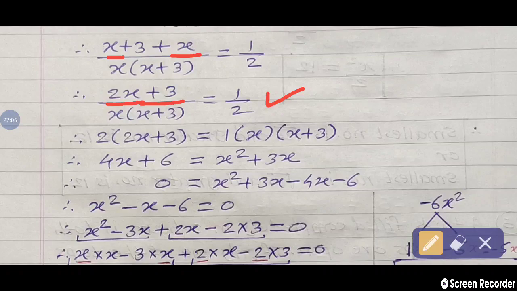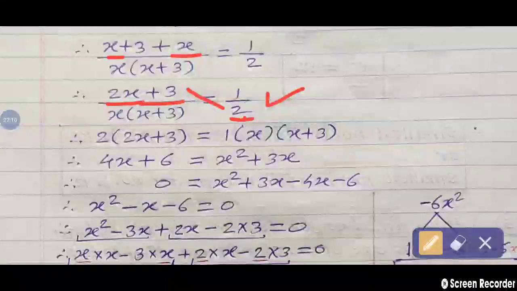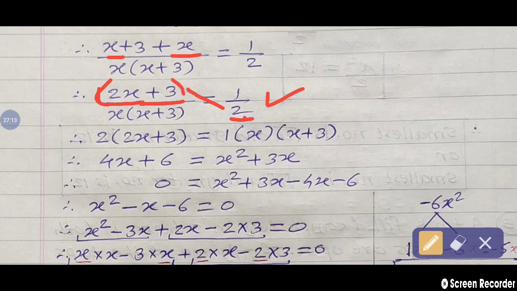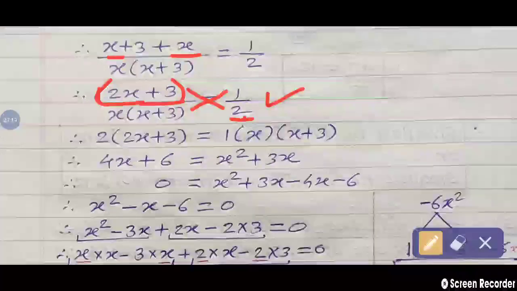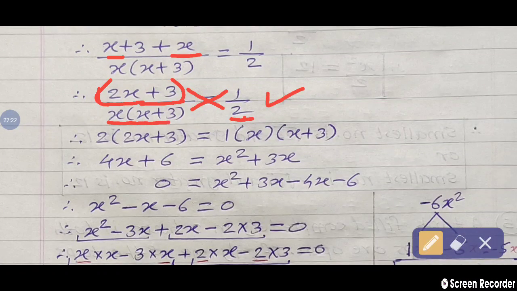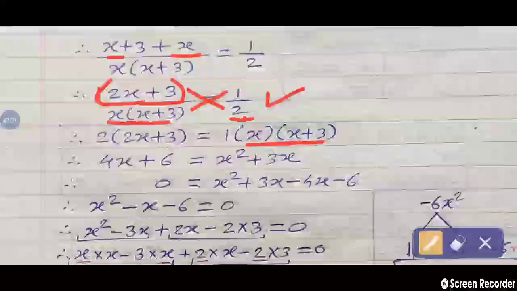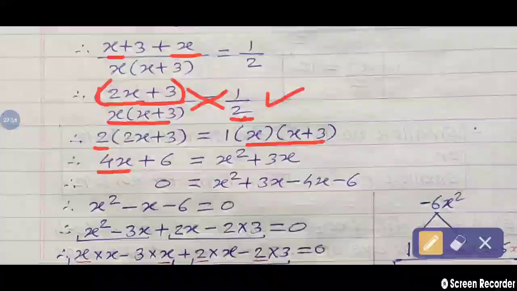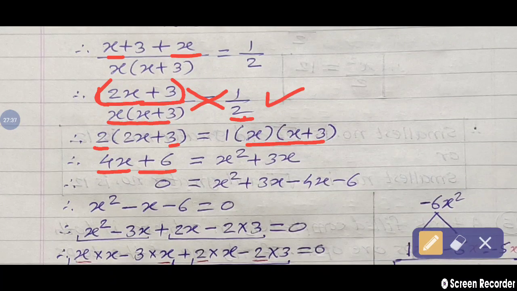Therefore, do the cross multiplication again. So 2 multiplied by the numerator, 2 multiplied by 2x plus 3, is equal to 1 multiplied by the denominator, x into x plus 3. Solve the brackets on both sides. Multiplying by 2 on the left hand side: 2 multiplied by 2x means 4x, plus 2 multiplied by 3 means 6, is equal to 1 multiplied, so that remains the same. So x into x is x square, plus x into 3 means 3x.